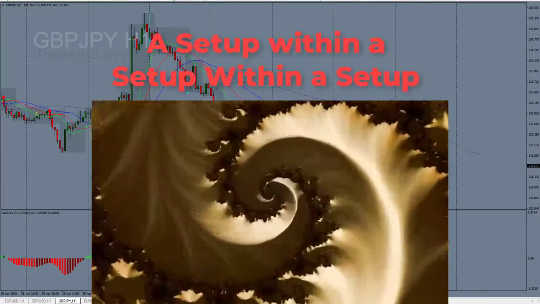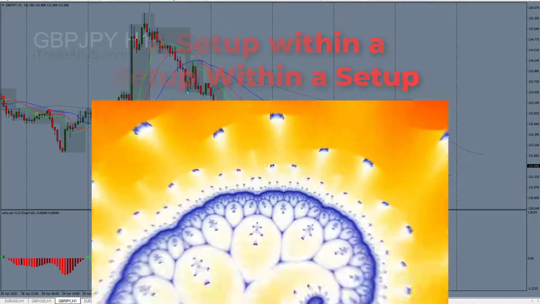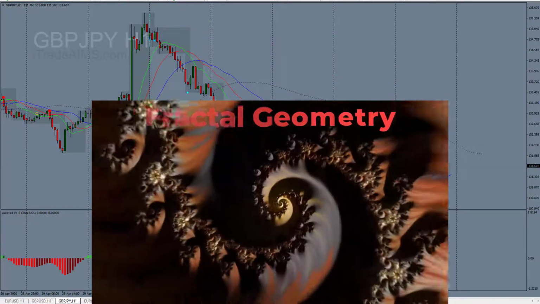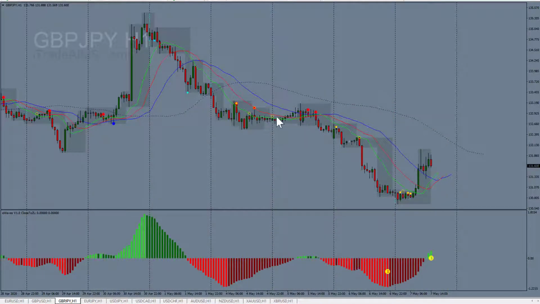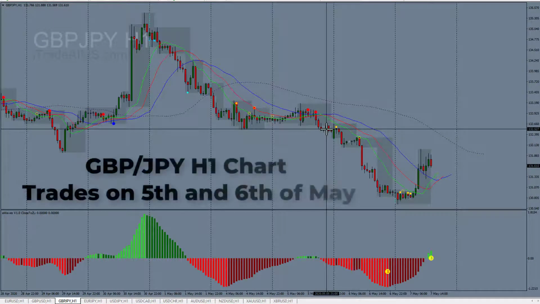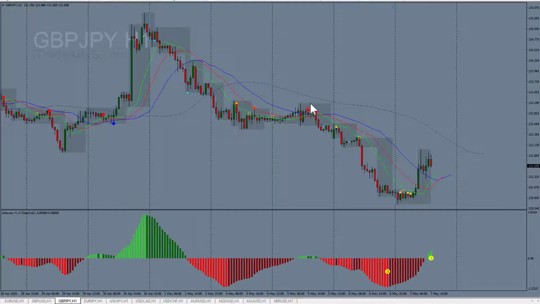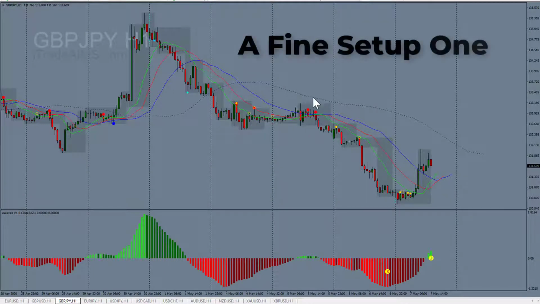That is fractal geometry. Everyone knows by now, I hope, that the markets move in waves, and every wave has a wave inside it. Now, on the 5th of May, I identified a setup. This is the 3, this is the peak down, then the gate of sleep, and then it's inside the box and the purple is correct.